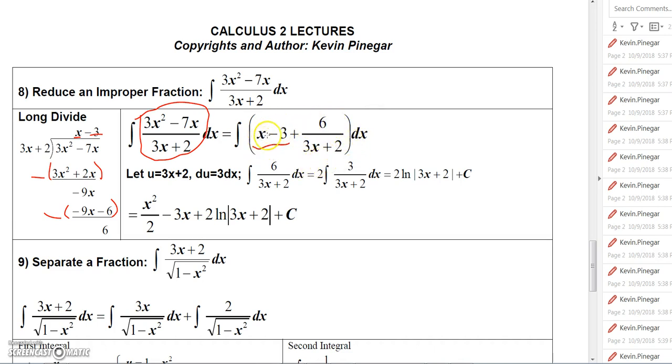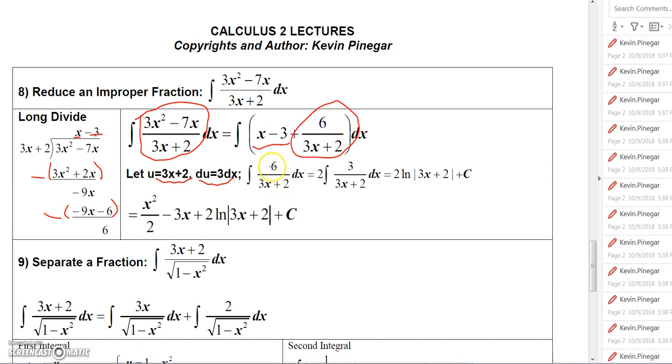Now, we know how to integrate x. If you integrate x, you simply get x squared over 2. And you know how to integrate minus 3, you just get minus 3x. So let's focus on how we would handle this fraction here, 6 over 3x plus 2. So let's say we let u equal 3x plus 2, the denominator, and du equals 3 dx. Well, then I could write this.